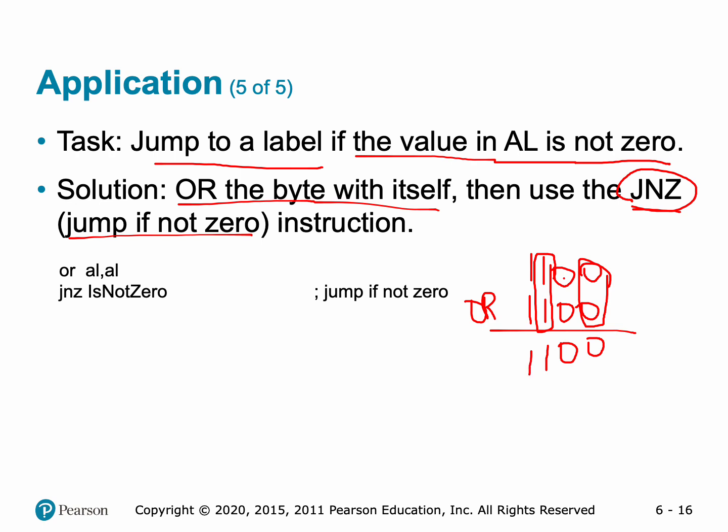So we want to jump to a label if the value in AL is not 0. Well, of course, we know the value in AL we said was this right here. This is definitely not 0. This is 1, 2, 4, 8. So only these 2 bits are 1, so 8 plus 4 is 12. So this is the decimal value of 12.